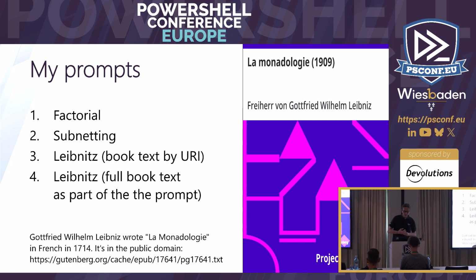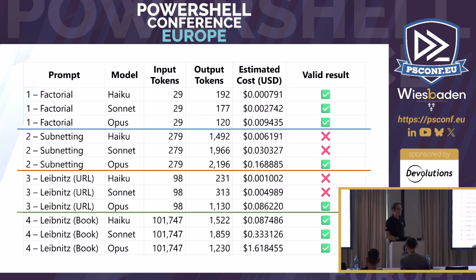I told the AIs, can you summarize the original code of Leibniz? Can you summarize the book and translate that to my language or to English or whatever? And I did that in two flavors. The first thing is I simply provided the URL, because this is public domain, this book. You can read it on the web for free. And the second thing is I put the complete book in the prompt, completely. And the outcome was amazing.